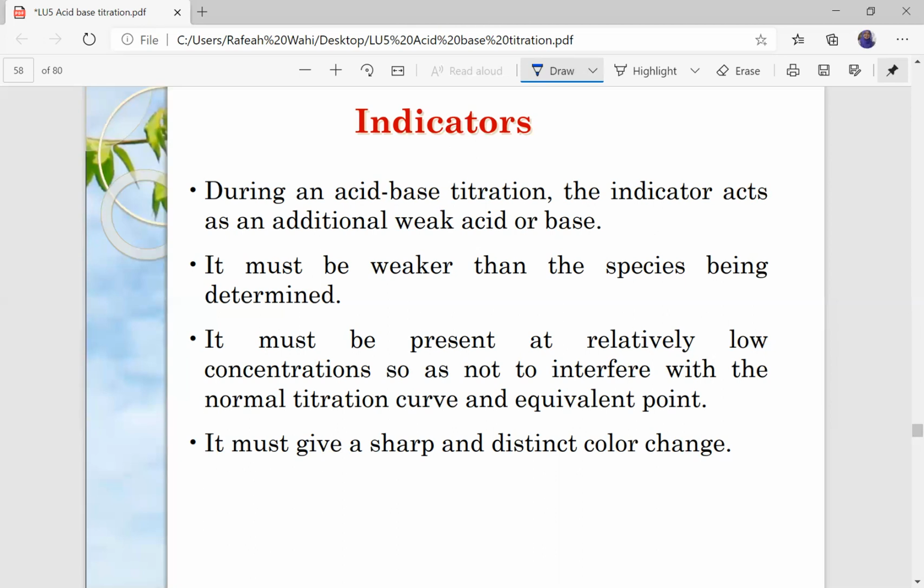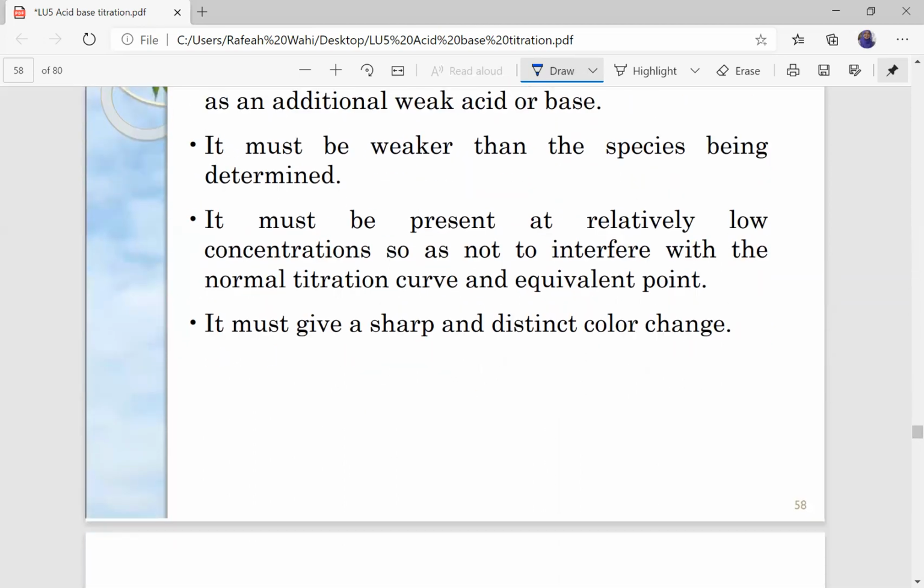and the equivalent point. Another important property of an indicator that should be considered when choosing an indicator for your titration is that it must give a sharp and distinct color change at the required endpoint.